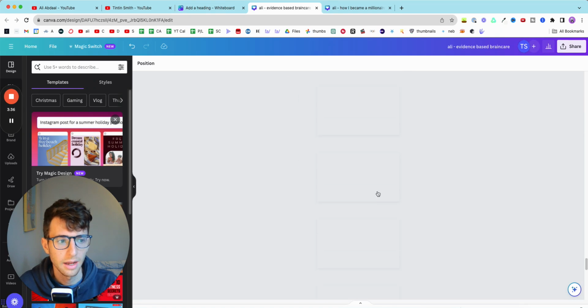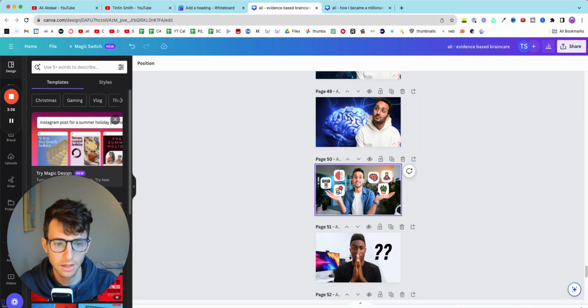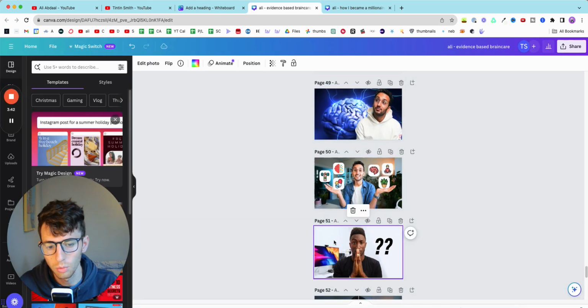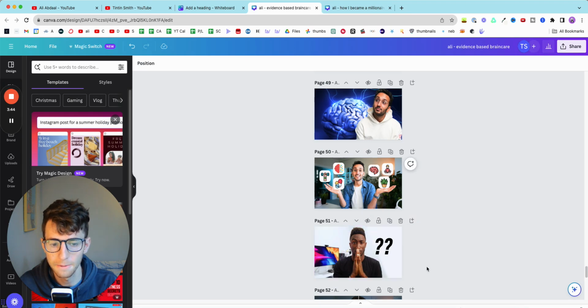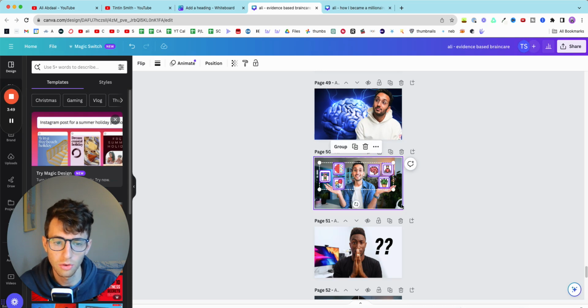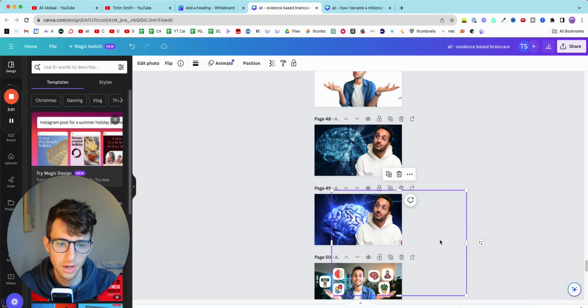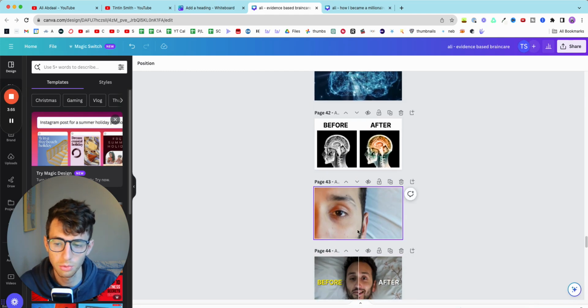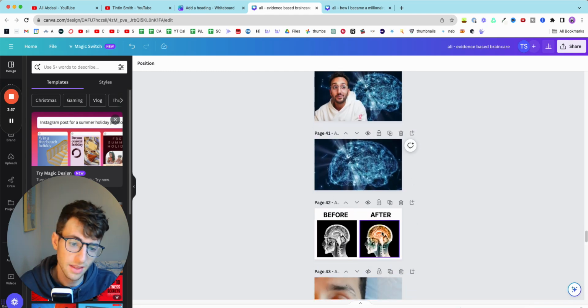So that's why it's good to have a bunch of different concepts laid out. Be like, okay, could we do one where we have this image of Ali just in that pose, or one where we've got icons, or one where there's a brain in the background, or one where it's a before and after kind of situation, which is what we end up going for, or maybe Ali isn't even in the thumbnail.